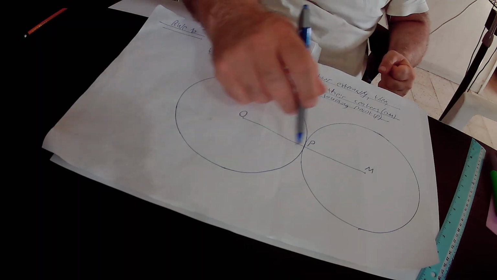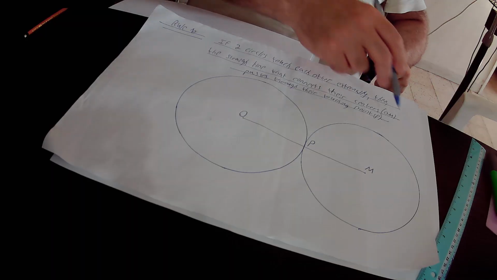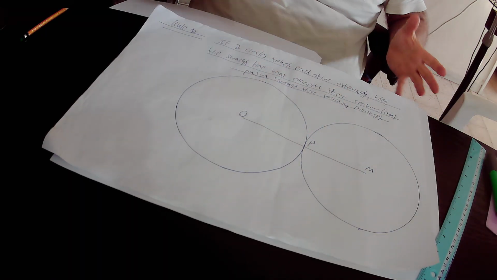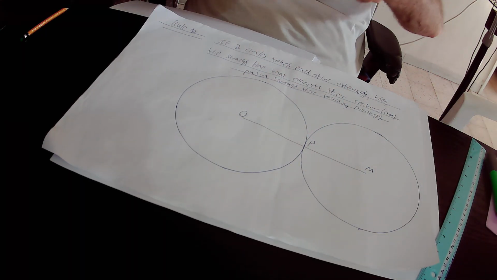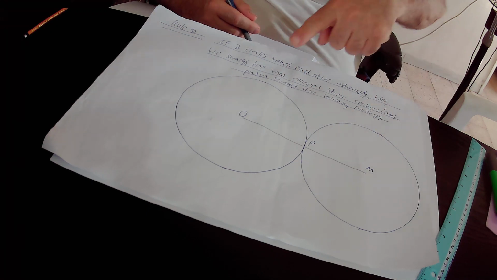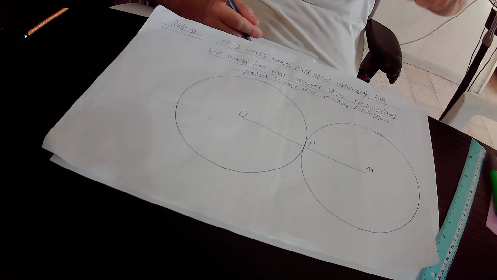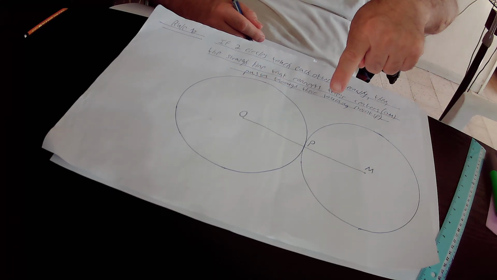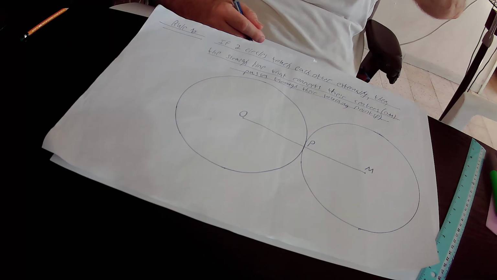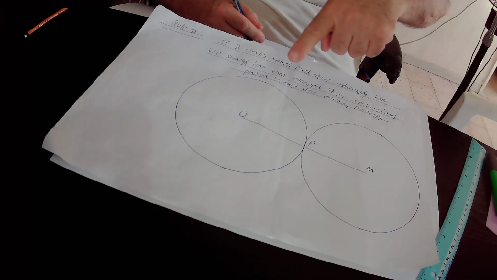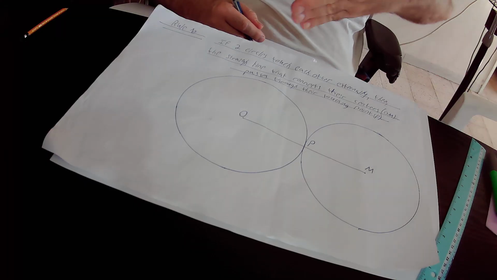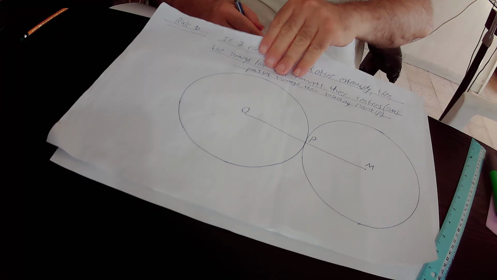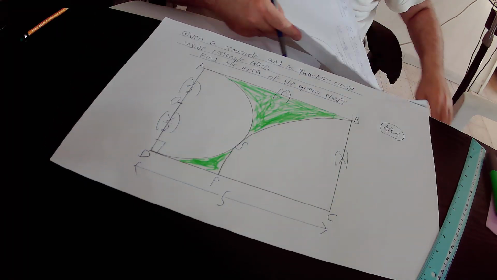The center of this circle is at point O. The center of this circle is at point M. And the straight line that connects the centers together is of course the straight line OM. And this straight line OM must pass through their touching point, that is point P. Or OPM is one straight line, according to rule 10. So we can actually implement rule 10 in our drawing.